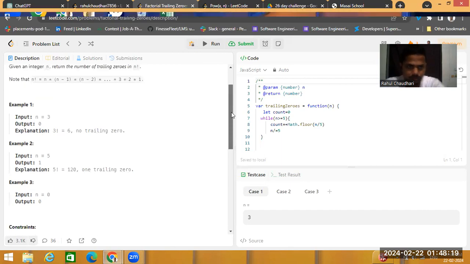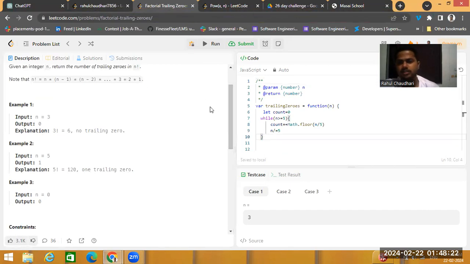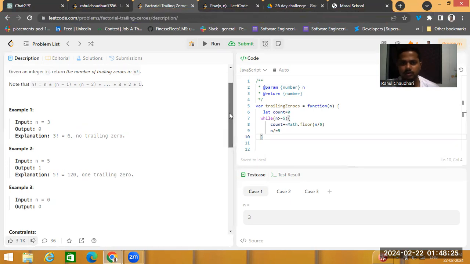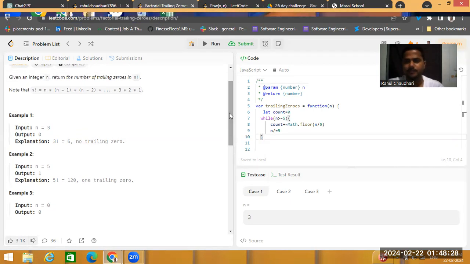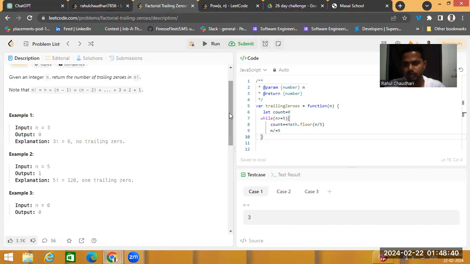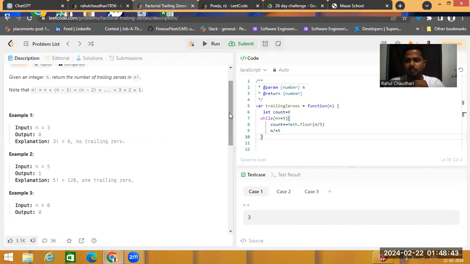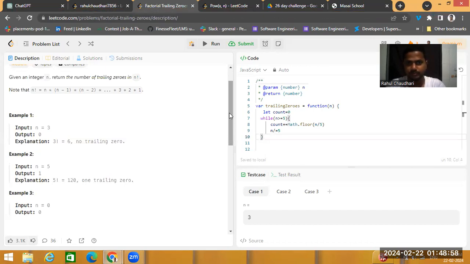So my approach is this. I know that whenever we are multiplying by 5 or 10, 10 means it is a factor of 5, right? It is a factor of 5. It's like 5, 10, 15, 20, 25. 25 has two 5s, so it has two factors.